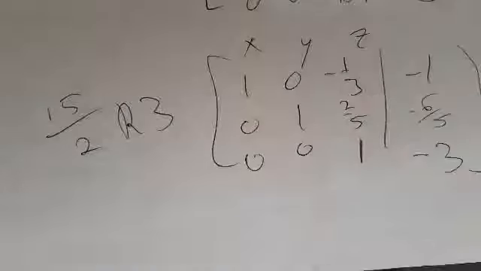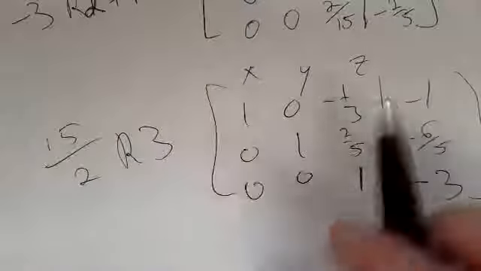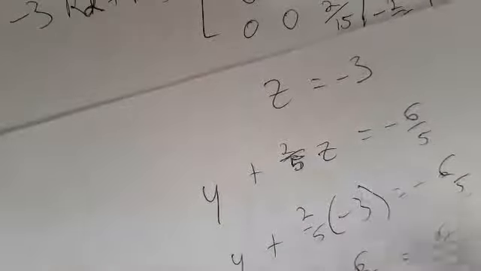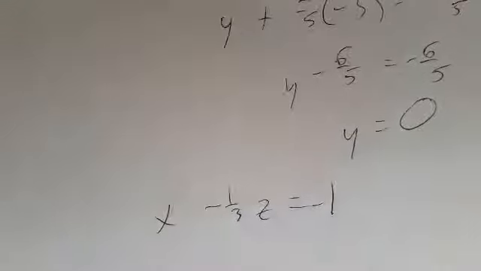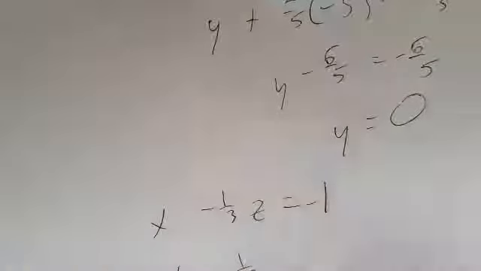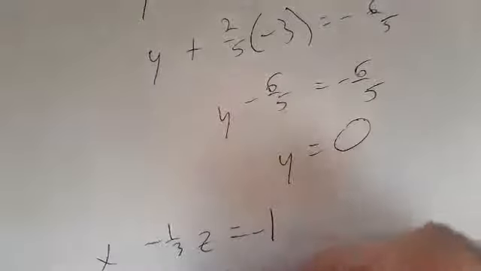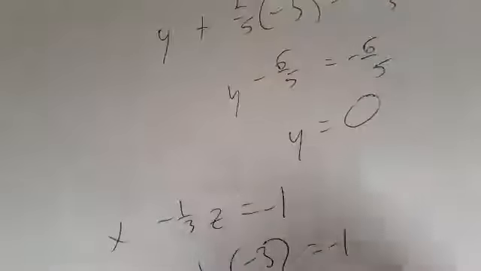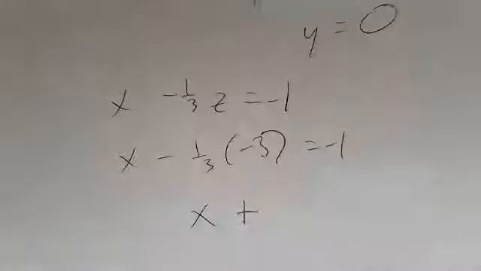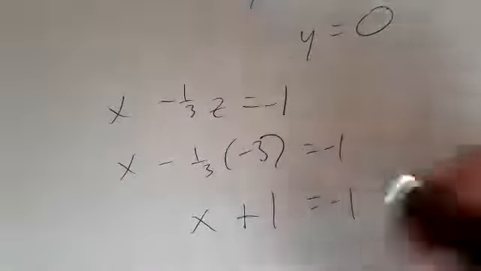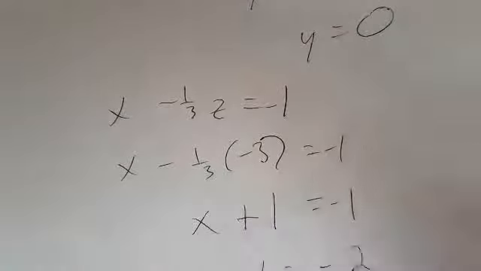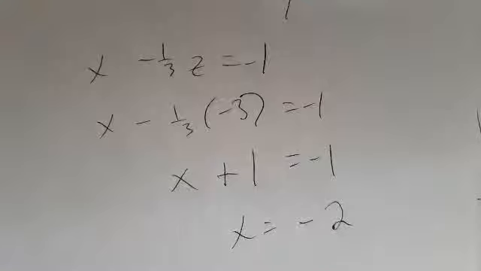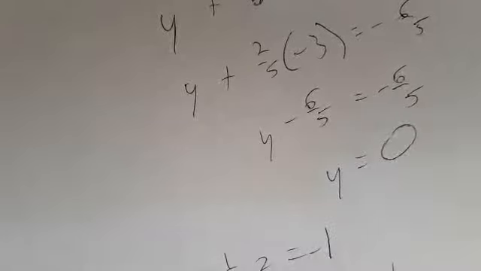And the last thing we have here looks like x minus 1/3 z equals -1. We know that z is, from the previous solution, -3. So what does this say? x, and now this is going to be plus 1 is equal to -1. So I believe x, when we subtract 1, is going to end up being -2. So going back, we found our x, we found our y, we found our z. If we put them all together, that's -2, 0, and what? -3.